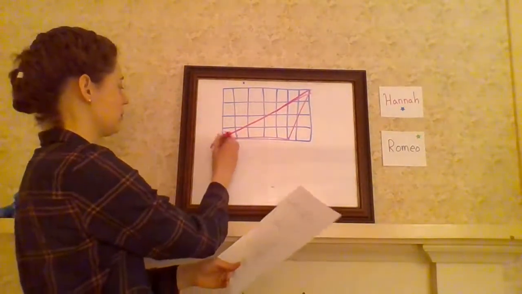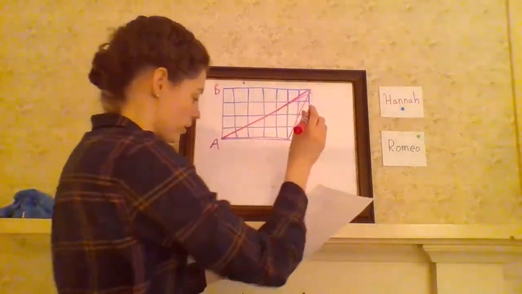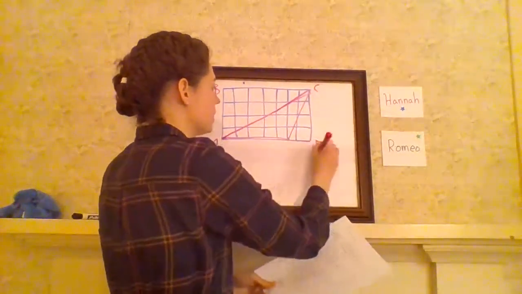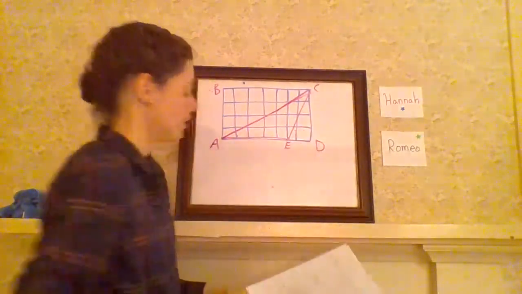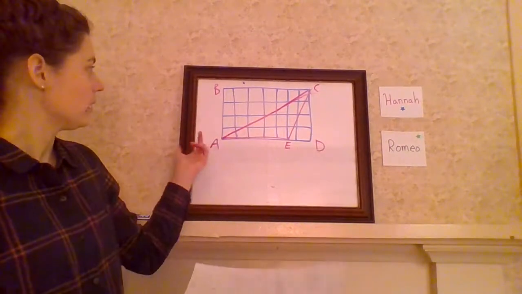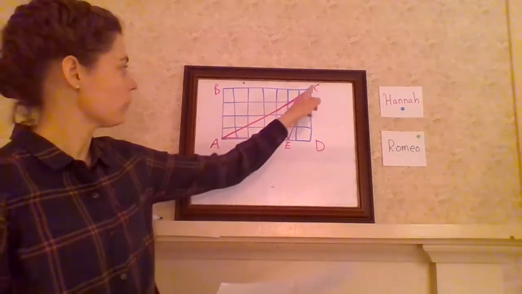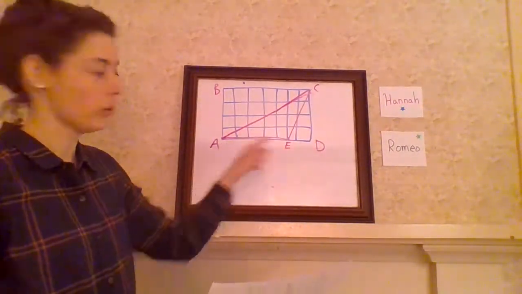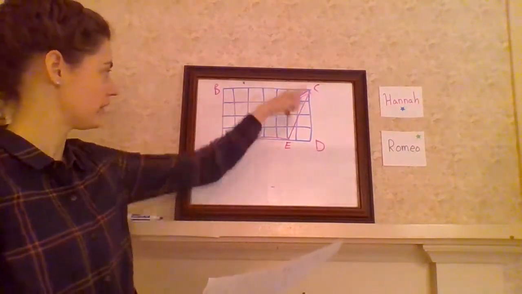Well, let's label these corners first of all. D, and then this one's E. So what we could do, first of all, is find out what it would be if it did go all the way to D. So what is half of this whole thing?